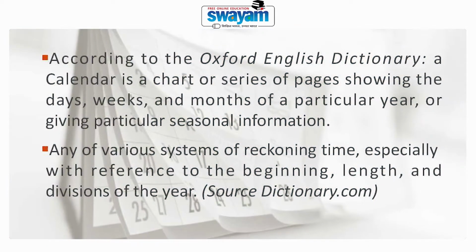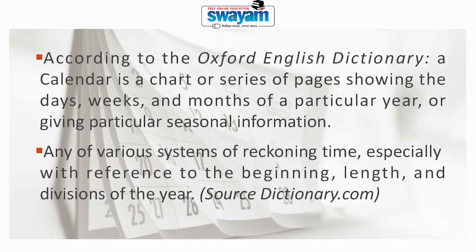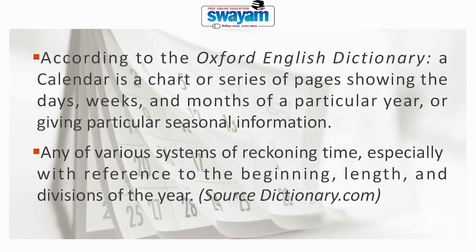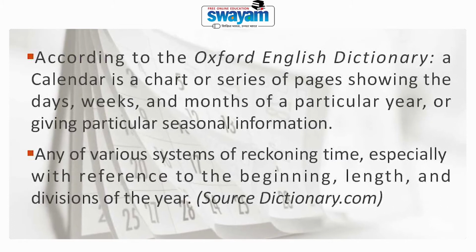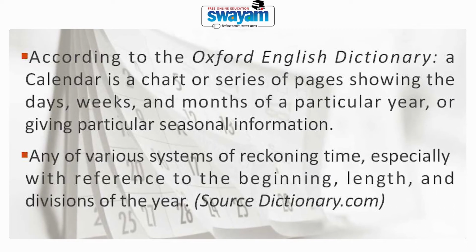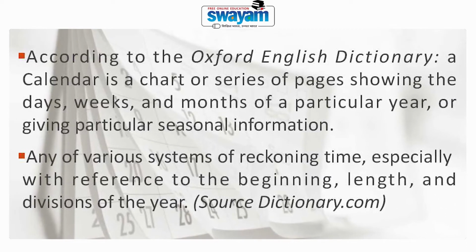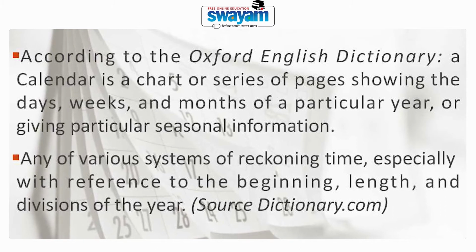According to the Oxford English Dictionary, a calendar is a chart or series of pages showing the days, weeks and the months of a particular year or giving particular seasonal information. From another source, dictionary.com, any of various systems of reckoning time, especially with reference to the beginning, length and division of the year is a calendar.